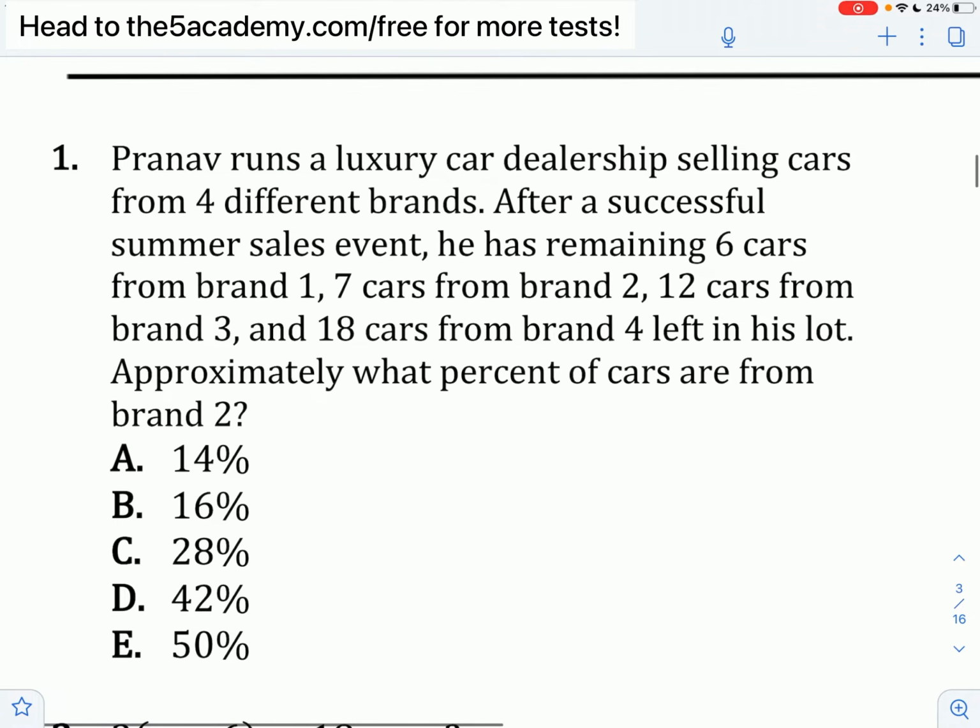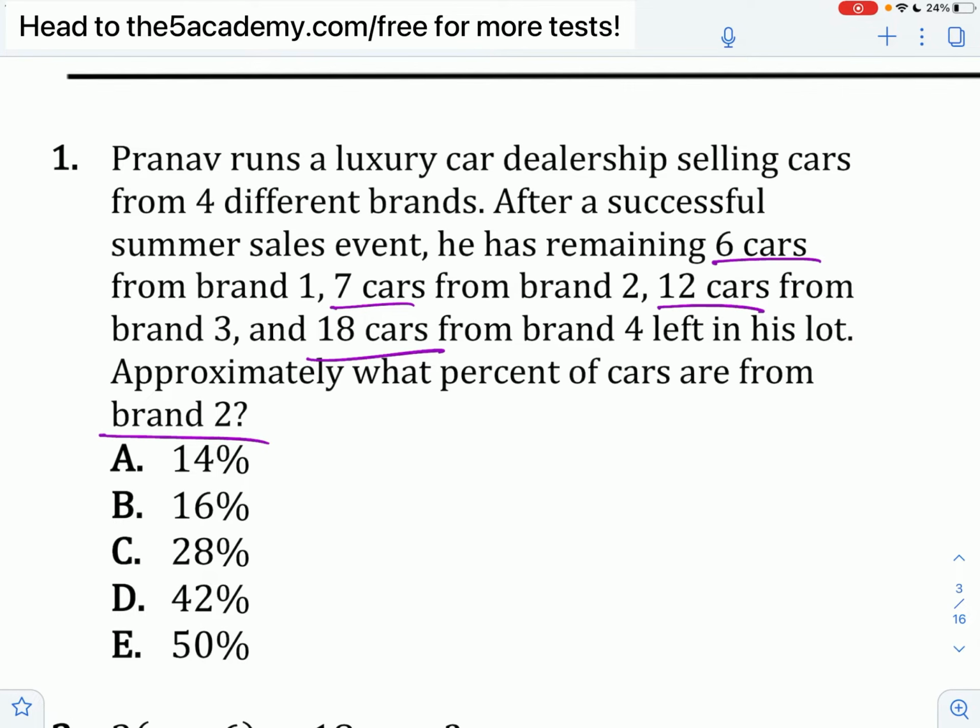Pranav runs a luxury car dealership selling cars from 4 different brands. After a successful summer sales event, he has remaining 6 cars from brand 1, 7 from brand 2, 12 cars from brand 3, and 18 cars from brand 4. Approximately what percent of cars are from brand 2?